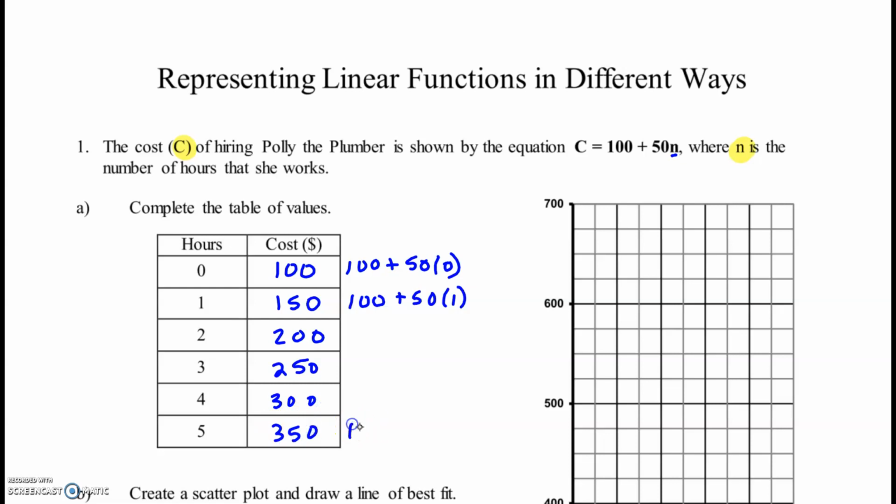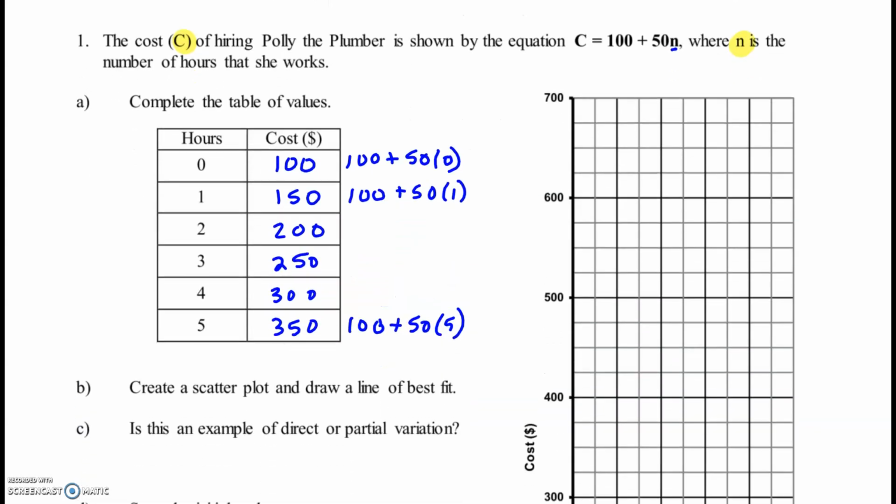And you can always check that last one. I was just following the pattern of going up by 50. We can check by subbing in. 50 times 5 is 250, plus 100 is 350. Okay, our table of values is complete.